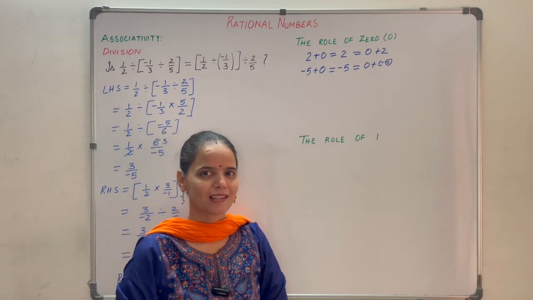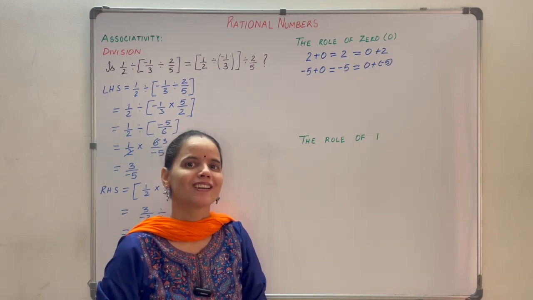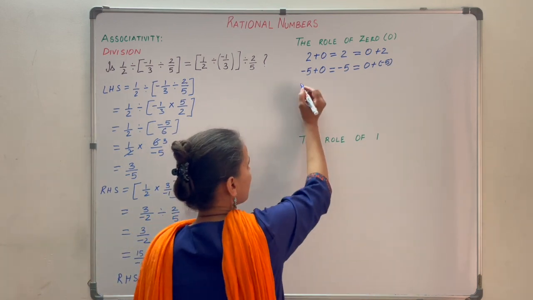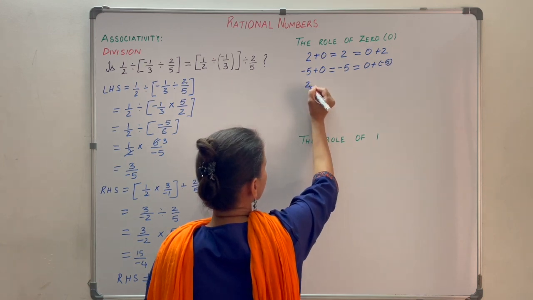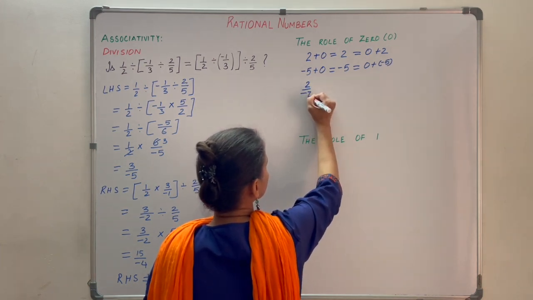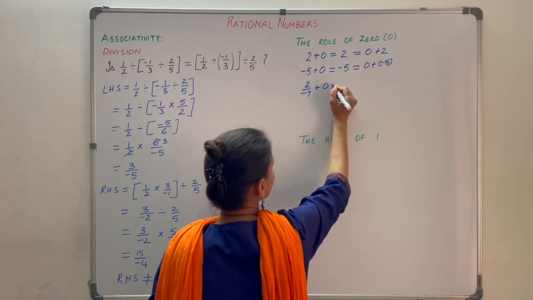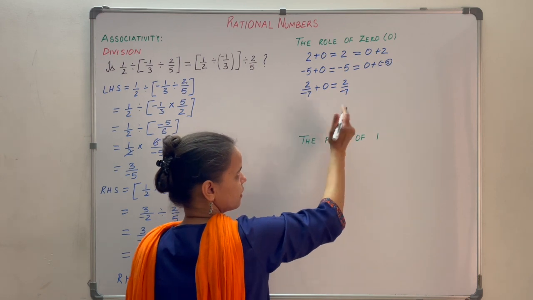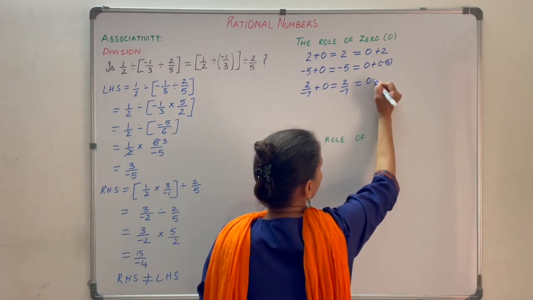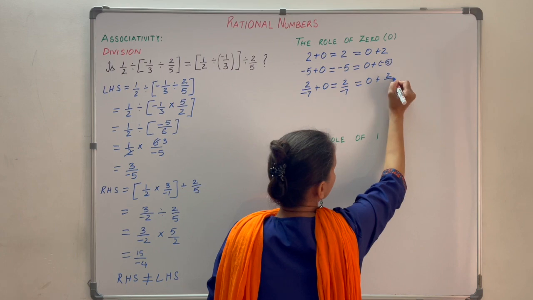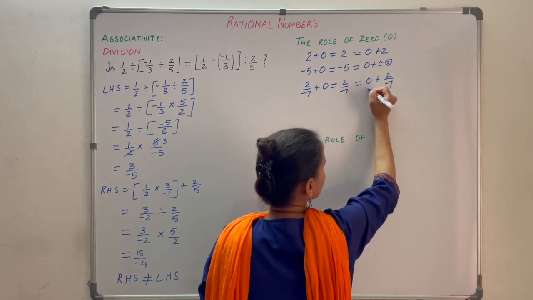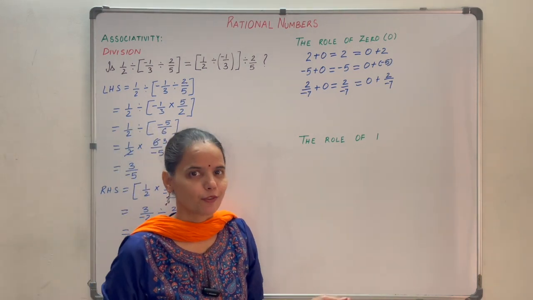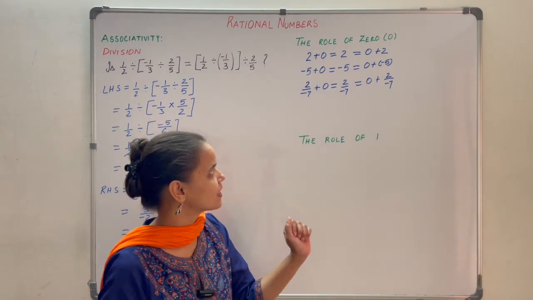Then what about rational numbers? For rational numbers also, 0 is the additive identity. Let me explain you with the help of one example. Suppose you have a rational number, say 2 upon minus 7. So here if you add 0 to it, what will you get? 2 upon minus 7, the same rational number. Or if you add the rational number 2 upon minus 7 to 0, you get 2 upon minus 7. Same thing. So even for rational numbers, 0 is the additive identity.